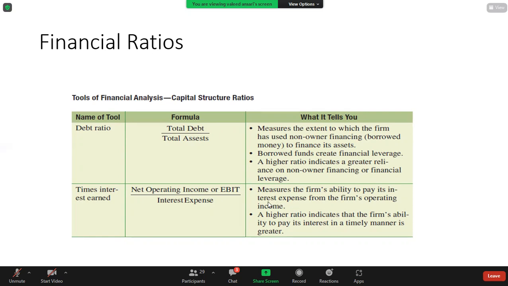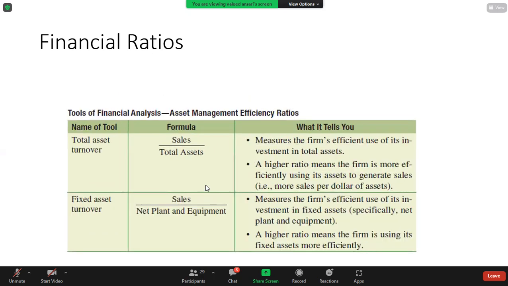What is the meaning of these two? Sales upon turnover ratio, and I'm just quickly going through with the assumption that you've already studied, and I know that it is taught there in the first year. Sales upon total asset measures the firm's efficient use; sales upon net plant and equipment is the fixed asset turnover ratio.